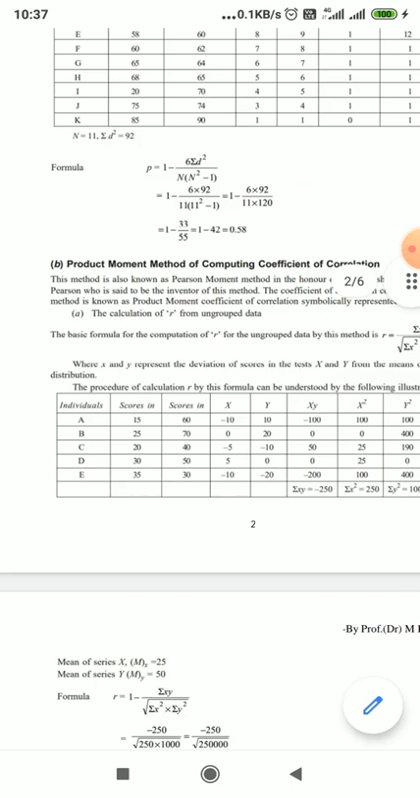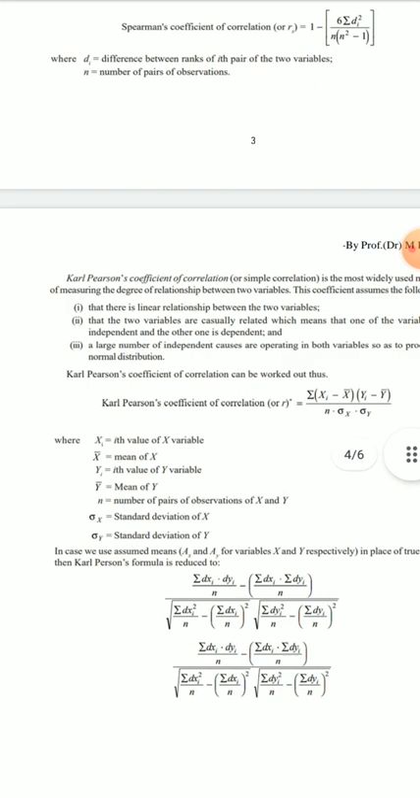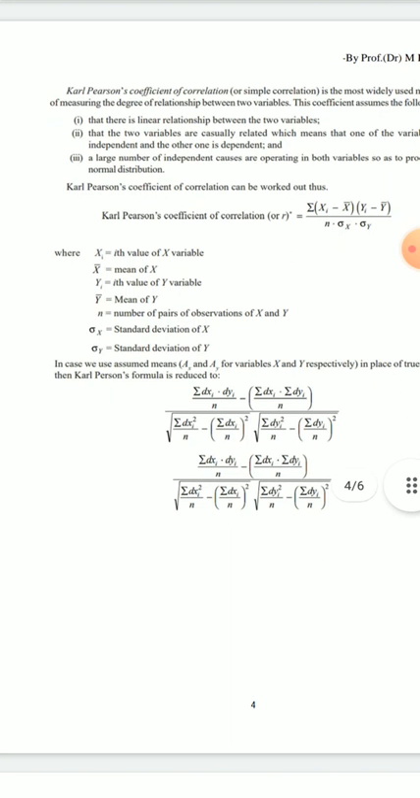This is the Karl Pearson method, where xi is equal to the ith value of the x variable, x bar means the arithmetic mean of x, yi is equal to the ith value of the y variable, and y bar is equal to the mean of y, that is, the arithmetic mean of y. Whereas the small n is equal to the number of pairs of observations of x and y.